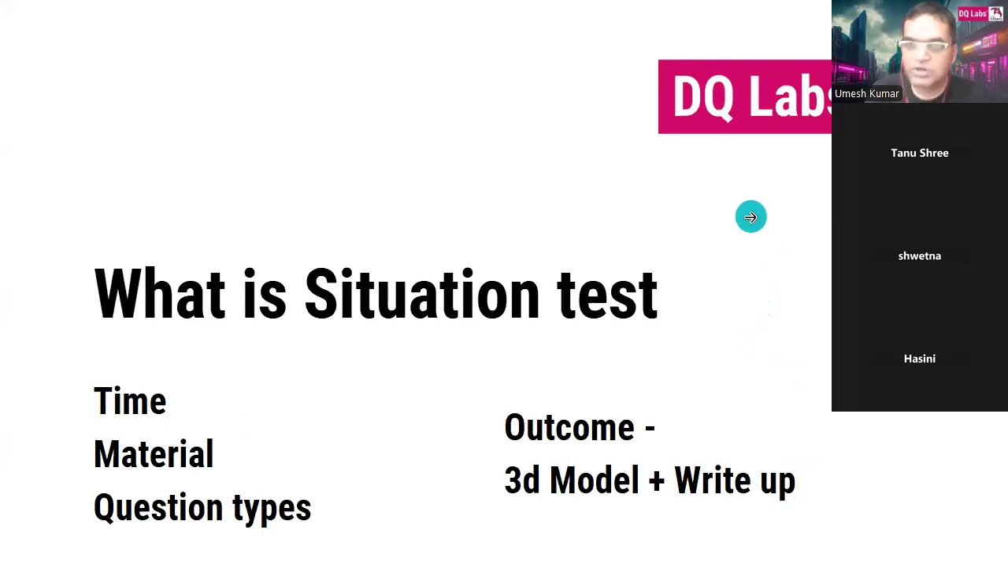So let us talk about the fundamentals. So what is the situation test? In the round one, they have basically tested your general aptitude, general ability, and then the creative ability. Now in this, they are looking at your 3D modeling skills. So it is generally a 2 to 3 hours test, right? They will define how much time is given to you.